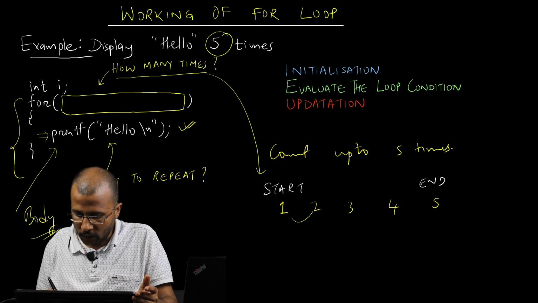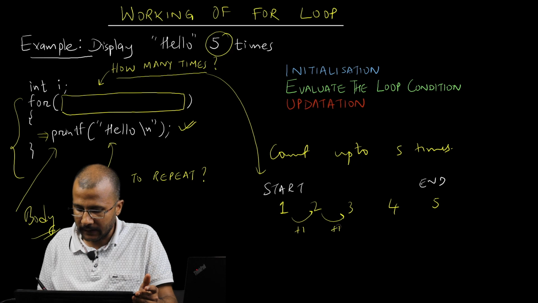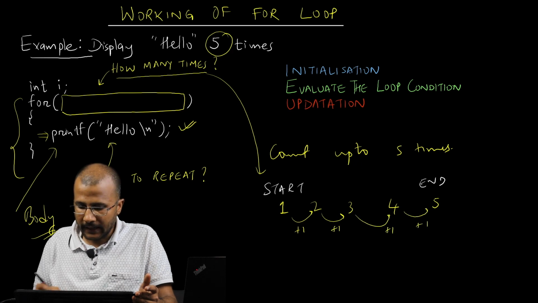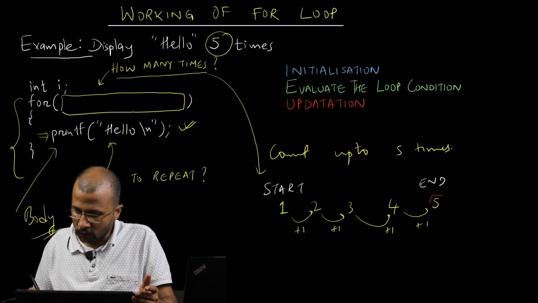Each time I increase the count, here by 1. So 1 plus 1 is 2, 2 plus 1 is 3, 3 plus 1 is 4, and 4 plus 1 is 5. And whenever I reach 5, I need not go further, and I'll stop here. This is the end.